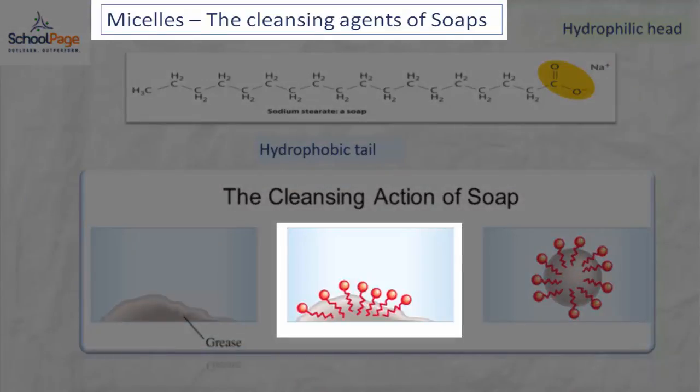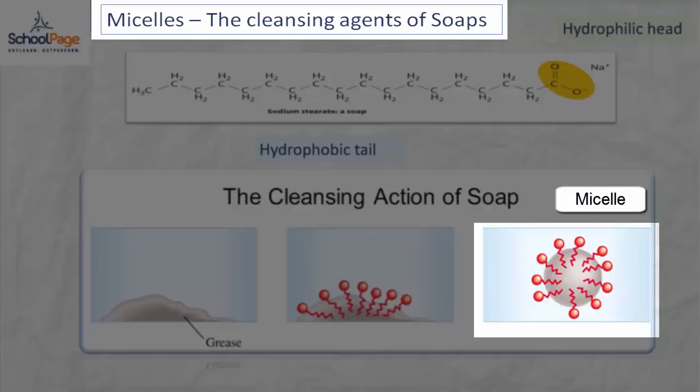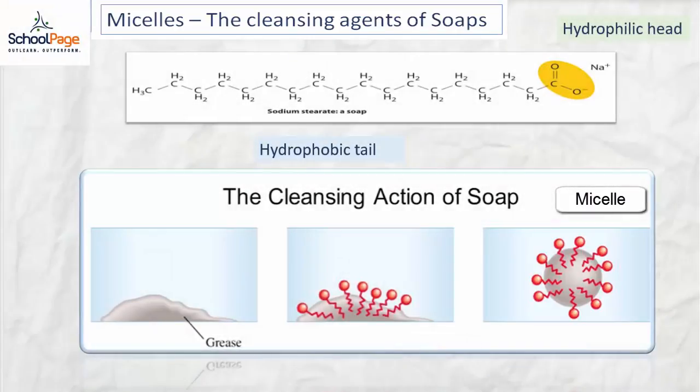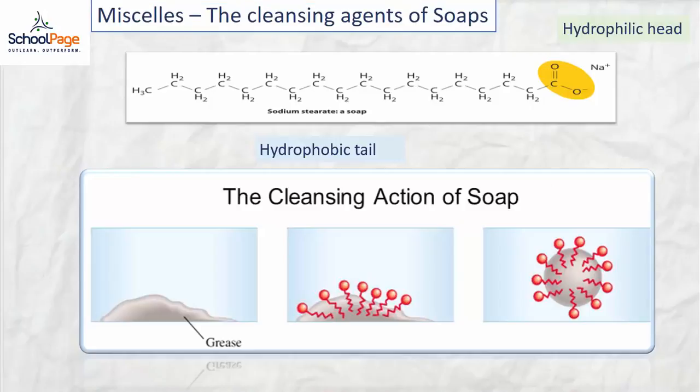Because of this, they give rise to a spherical aggregate of soap molecules which is called micelles, and these micelles lift the dirt from the cloth. And when you rinse the cloth in water, they are washed off. This is how the soaps clean. So soaps clean by the action of micelles, the spherical aggregates of soap molecules. Now you must have understood how soaps remove dirt from clothes and skin.